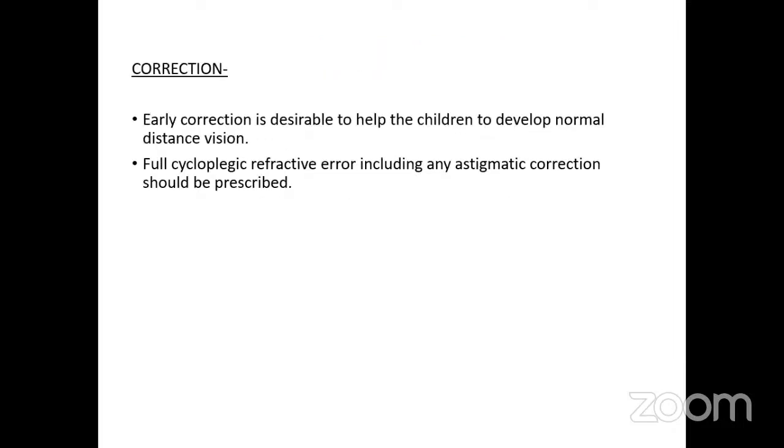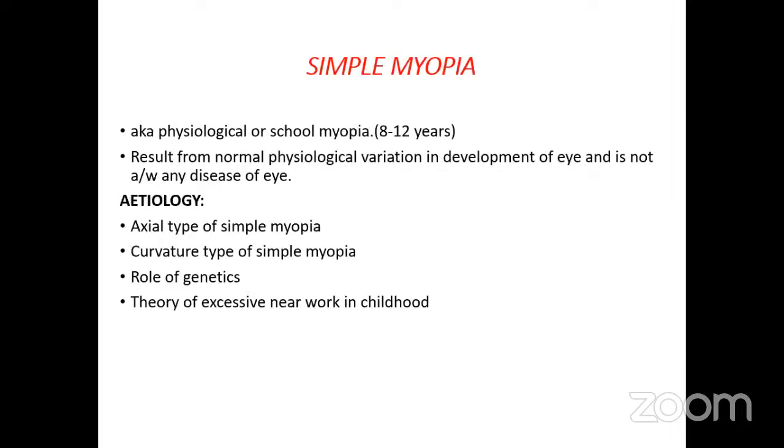Then correction. Early correction is desirable to help the children develop normal distance vision, and the full cycloplegic refractive error, including any astigmatic correction, should be prescribed. Then simple myopia, which is known as physiological or school myopia, seen in children between 8 to 10 years of age. It results from the normal physiological variation and development of the eye and is not associated with any disease of the eye.